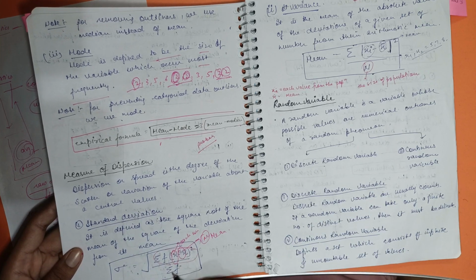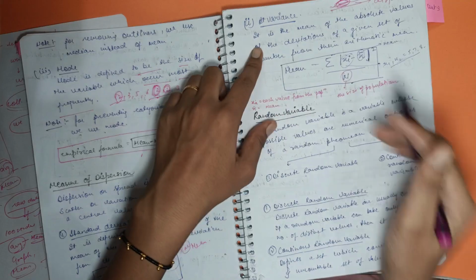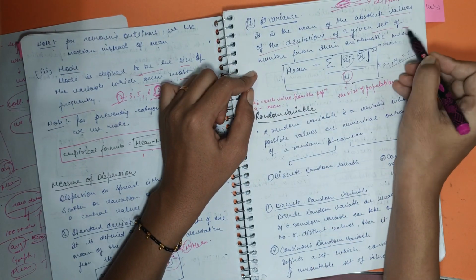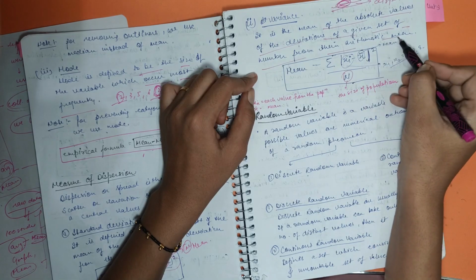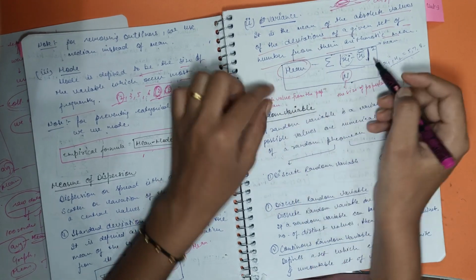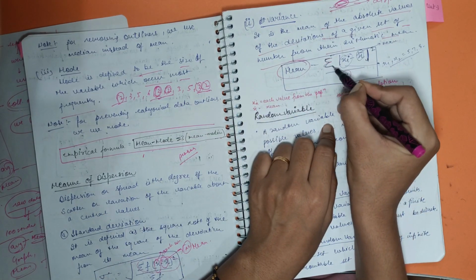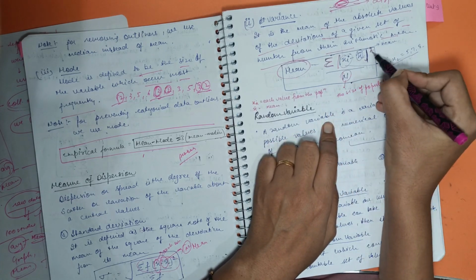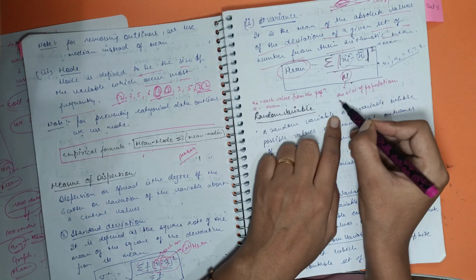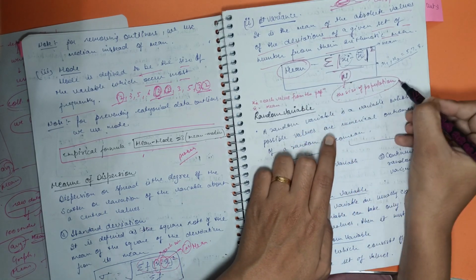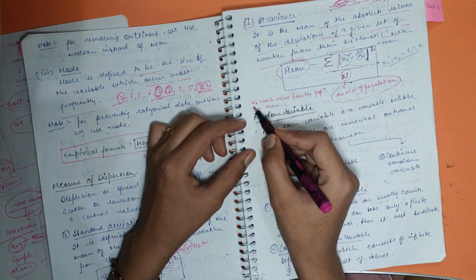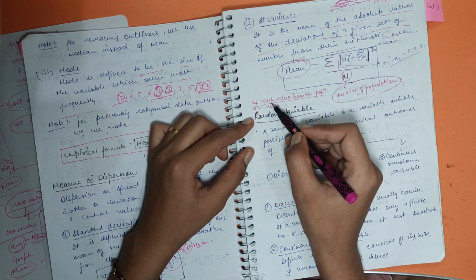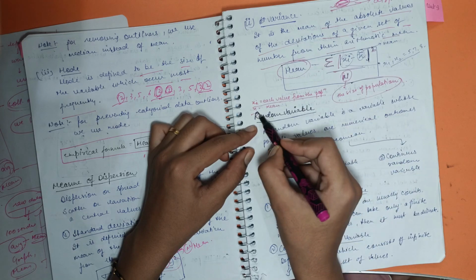Okay, then variance. It is the mean of the squared values of the deviations of a given set of numbers from their arithmetic mean. Variance is equal to the summation of (xi minus x bar) whole squared upon n, where n is the size of the population basically, and as I told you previously, xi is each value from the population, and x bar is the mean of the population.